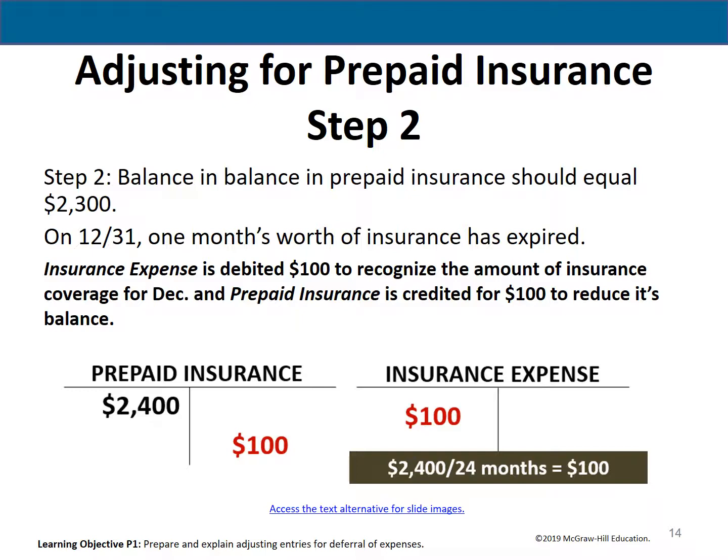So at the end of 2019, December 31st, the balance in prepaid insurance shouldn't be $2,400 anymore. It should be $2,300 because we've used up $100 of the premium coverage because we received 1 month of the 24 months coverage. So we'll debit insurance expense. Now that part of our prepayment can be called an expense and reduce prepaid insurance by crediting it.